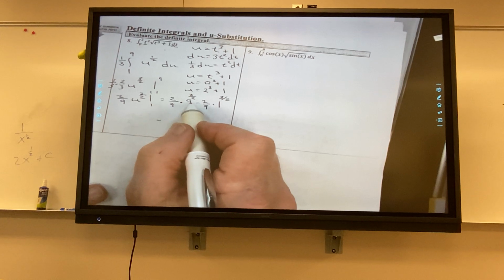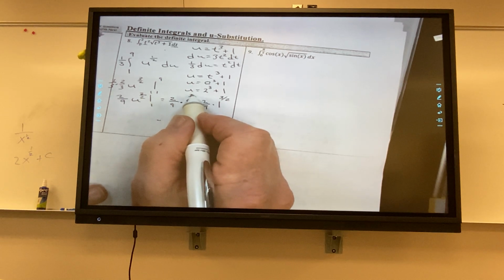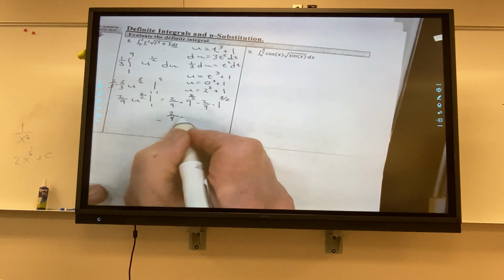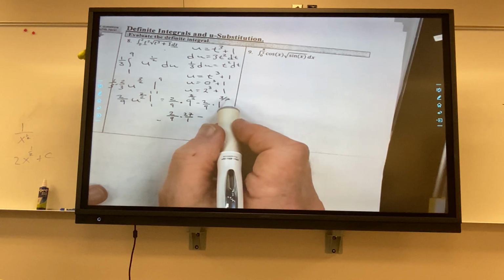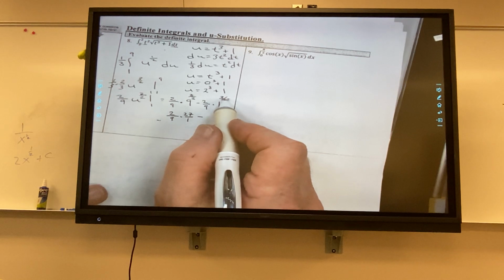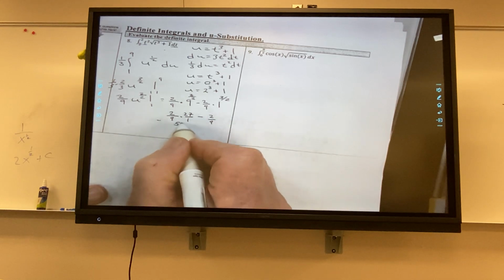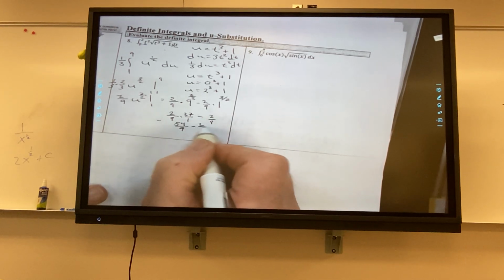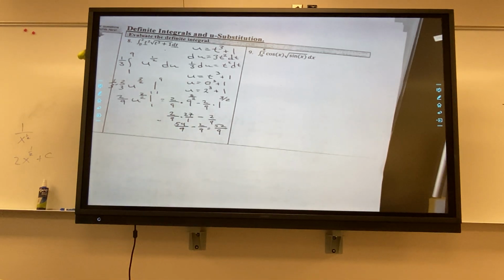Okay, so what is the square root of 9? 3. 3 cubed is? 3 cubed is 27. So I have 2/9 times 27 over 1. Minus, what is 1 to the 3/2? 1 to any power is what? 1. So I just have minus 2/9. So this is 54/9. Take away 2/9, and I get 52/9. I'm pretty sure I'm getting it now.